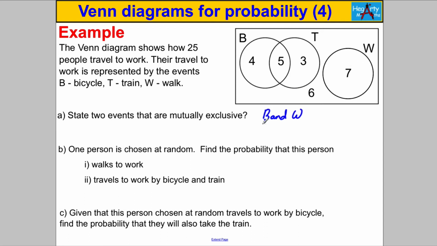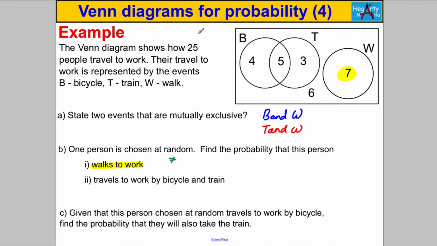There's no overlap between B and W. Or you could say T and W. They have no overlap. Both of those would be fine answers. It says one person is chosen at random. Find the probability that this person walks to work. Well, there are 7 people who walk to work.